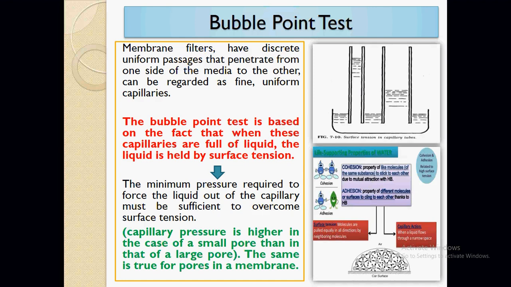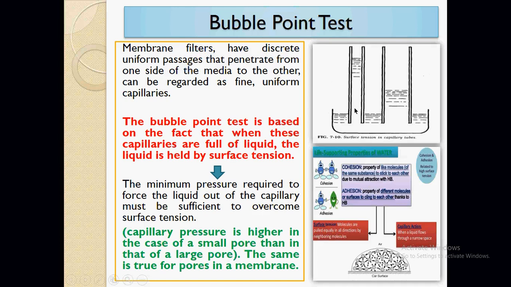Bubble point test. Membrane filters have discrete uniform passages that penetrate from one side of the media to the other. They can be regarded as fine, uniform capillaries. So each pore is considered as a capillary. لو تطلعون هنا بالجهة اليمين من هنا, each pore is a capillary tube. هذه كل واحدة منها similar to the capillary tube. So the liquid enters this pore and, just like the capillary tube, it will form what's called a curved meniscus, due to the surface tension, exactly similar to what's going on in a capillary.